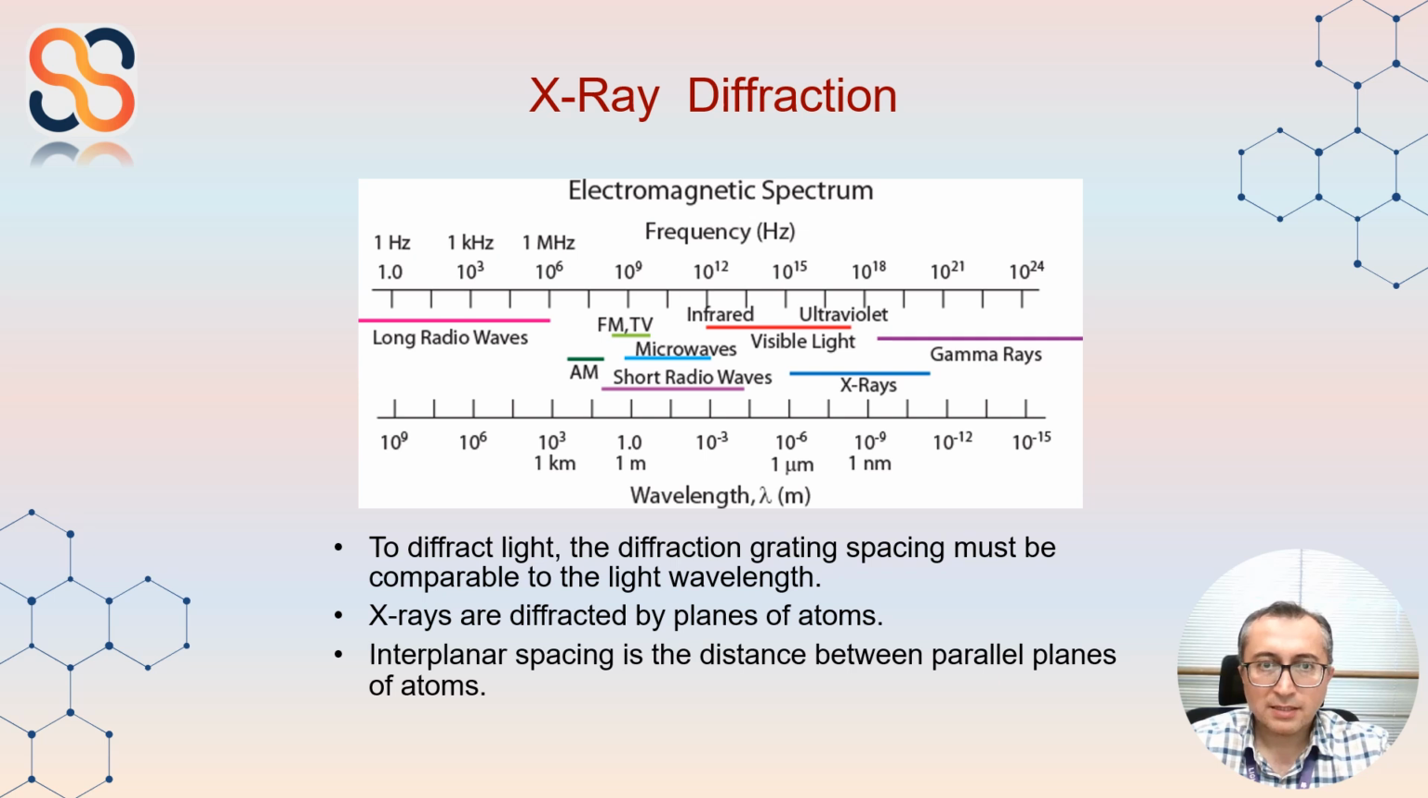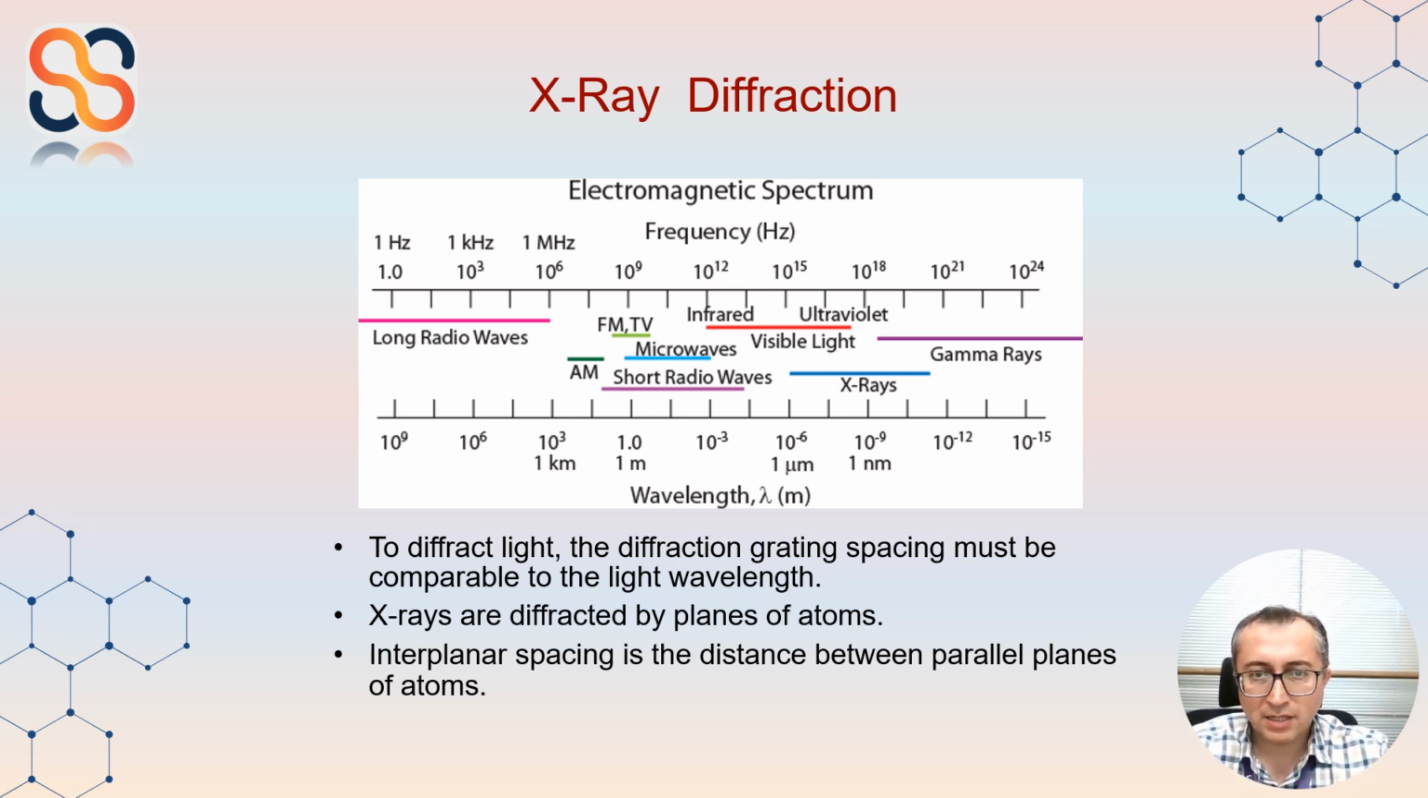Okay, in this slide we are going to talk about X-ray diffraction. Let's break it down together. X-ray diffraction is a method used to study the structure of materials. When we talk about diffraction of light, there is a key point. For light to be diffracted, the spacing of the diffraction grating needs to be comparable to the wavelength of the light. It means that if the light is too big or too small, it won't be able to diffract properly.